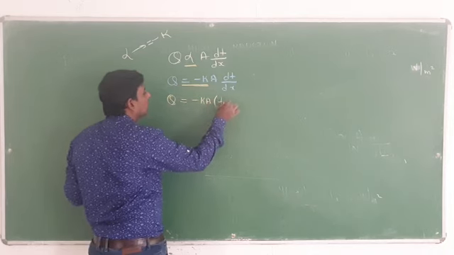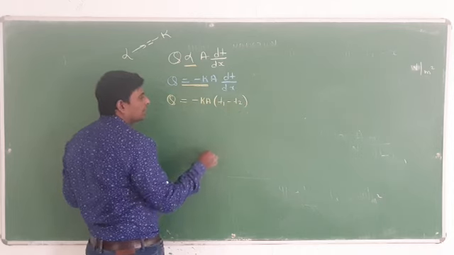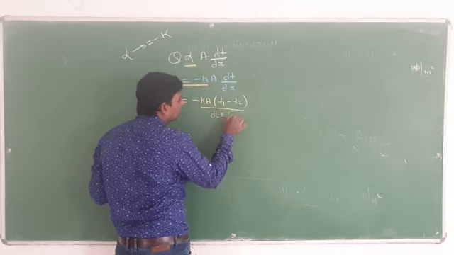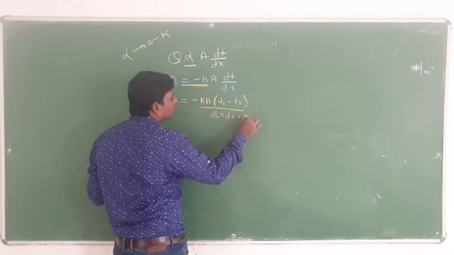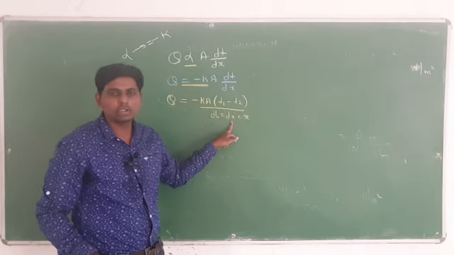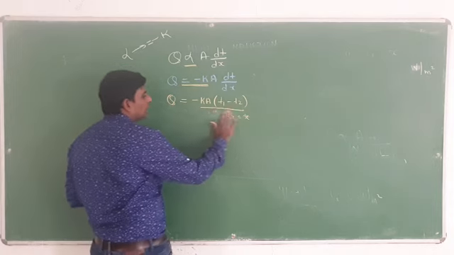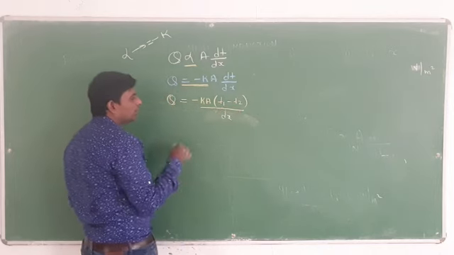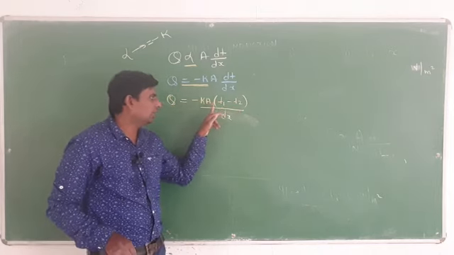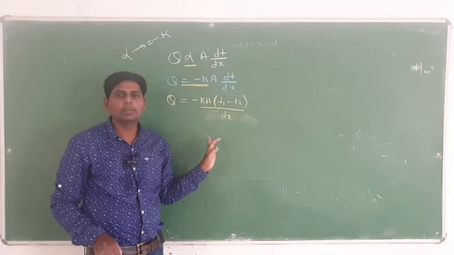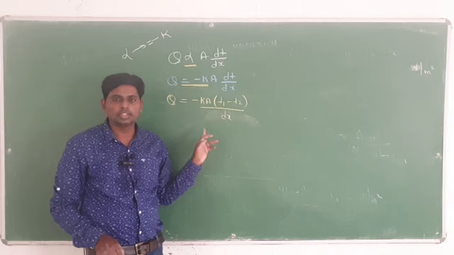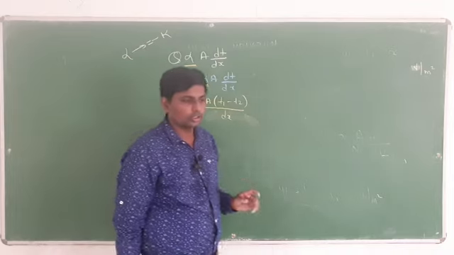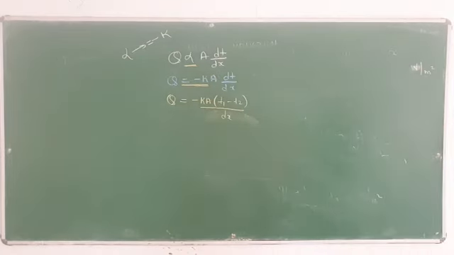Here you can write T1 minus T2. As I told you, the denominator can be written as dl, dx, or x. It's up to you, but it is better to write dx here. So Q is equal to minus kA (T1 minus T2) by dx. This is the rate of heat transfer.